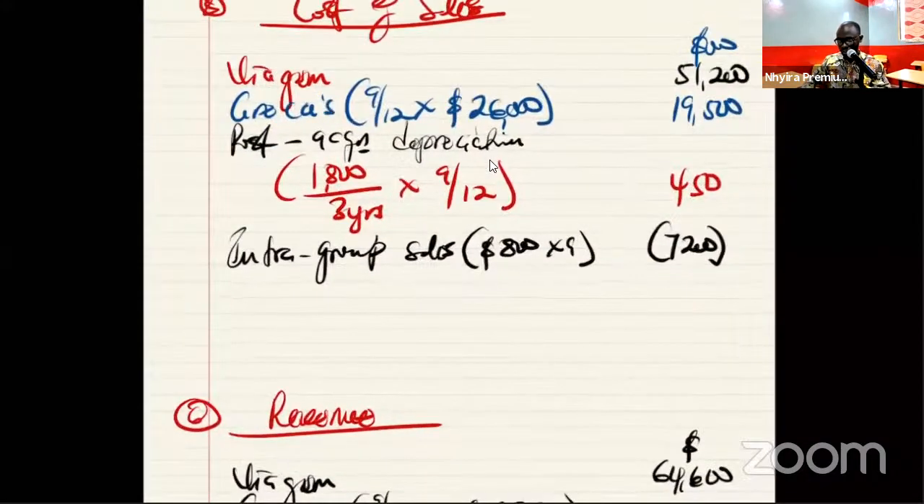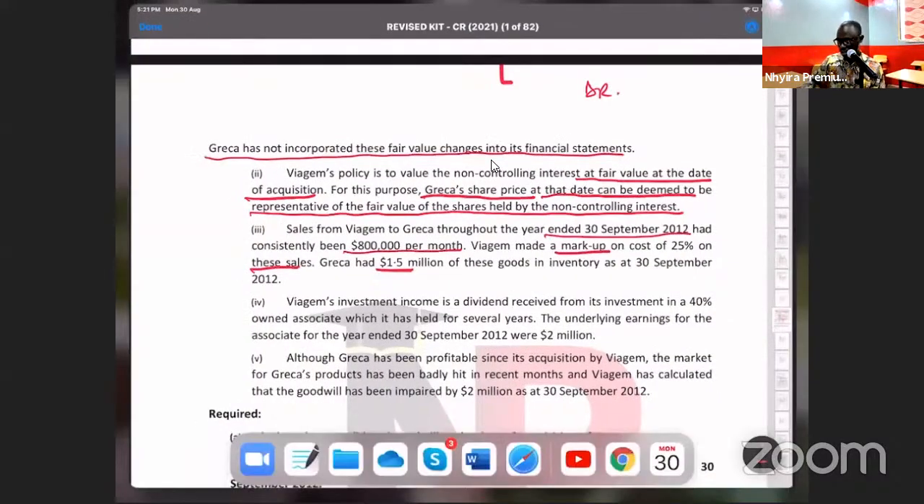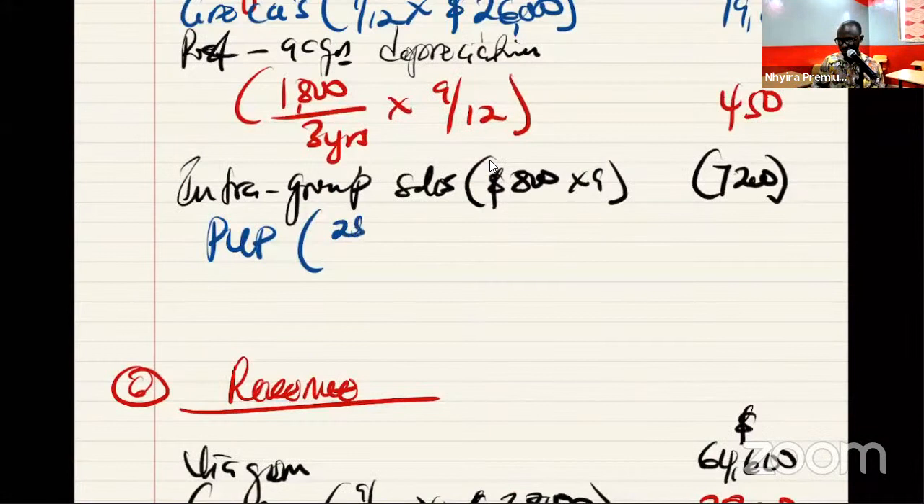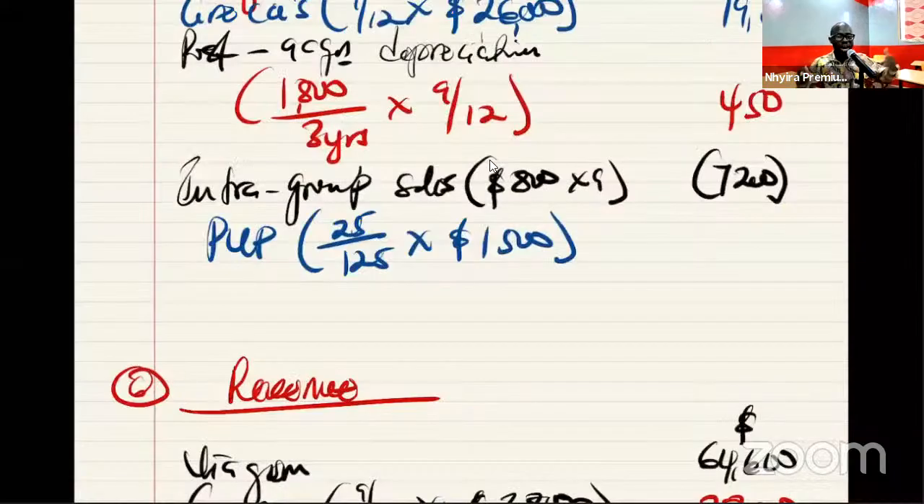So in the cost of sales, we're going to be having the provision for unrealized profit, and it is 25% coming in that case. So it's going to be 25 over 125 times the 1,500. Now it says 25% markup. So you just move from markup to margin and then you realize your provision for unrealized profit, and that is going to be an amount of 300.